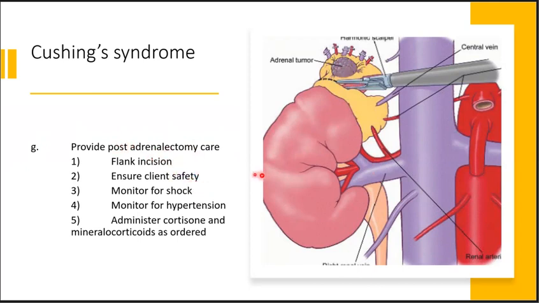So remember, the kidneys are on the side, so there's going to be a flank incision to access the kidney. We need to be cognizant of that, because that incision is going to make it painful for the client to breathe. So you need to encourage coughing and deep breathing in your client. Also, you want to ensure client safety to decrease risk of fractures, like we already discussed. You also want to monitor for shock and hypertension in this client. And again, we'll need to administer the cortisone and mineralocorticoids as ordered.